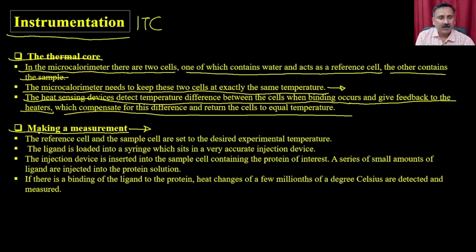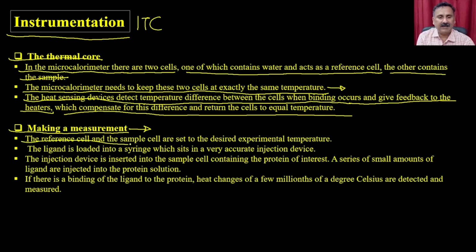And this is what I have explained already: the reference cell is only being used to say whether there will be heat released or heat absorbed. If there is heat absorption, the temperature will come down from 37 to 35, and then a heater is going to turn on, and that's how it is going to bring the temperature back to 37. So that is the way you are going to know the amount of heat that is going to be released. Now, how are you going to make the measurements?